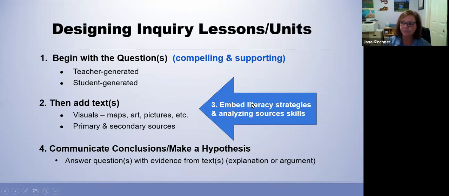And Ryan just said, and sources absolutely should have a variety of perspectives, because we want them to be able to answer that compelling question with a variety of sources, a variety of perspectives, and talk about those different contexts there. So this is the meat of it. All those little scaffolding steps are 2 and 3. And then at the end, they communicate conclusions.